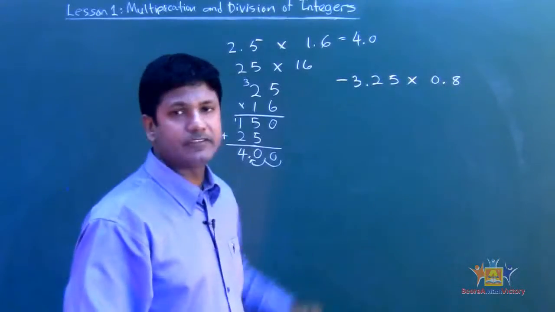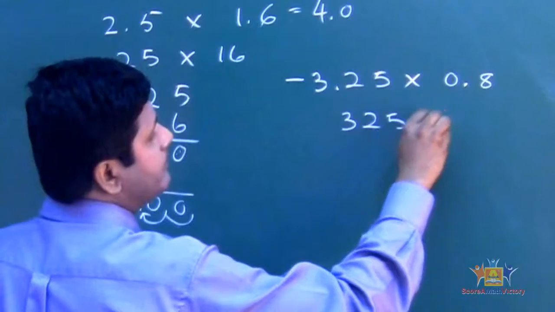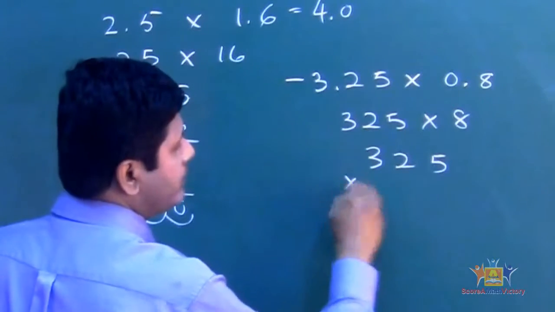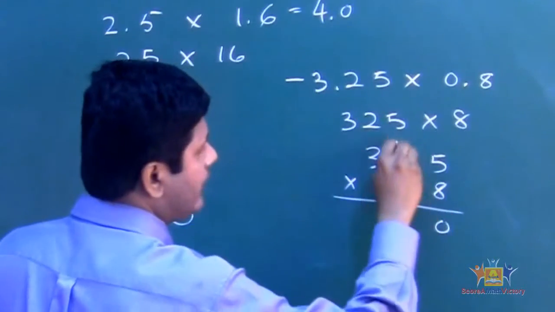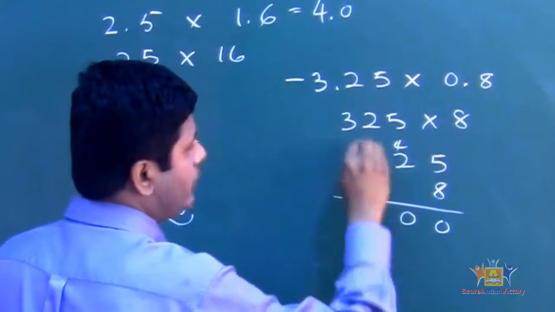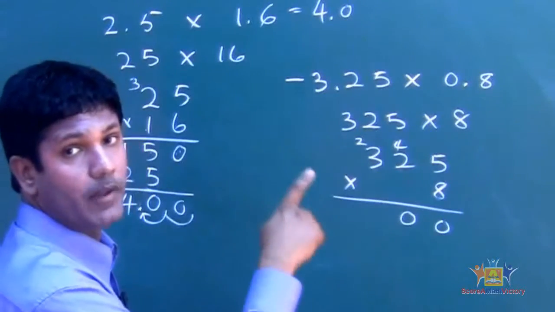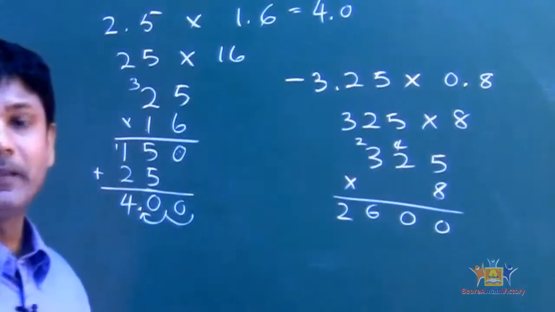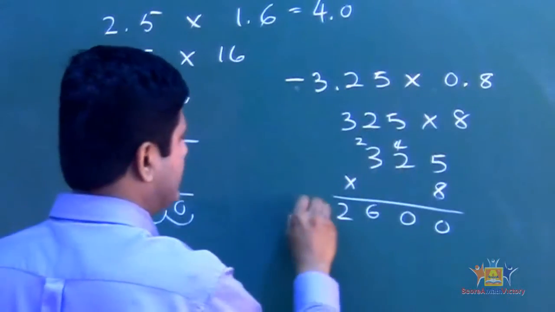Okay, we're going to forget about the decimal. So we got 325, you're multiplying that with the 8. So line it up. 325, you're multiplying with the 8. 8 times 5 is 40, 0, carry 4. 8 times 2 is 16, plus 4 is 20, 0, carry 2. Alright, 8 times 3 is 24. 24 plus 2 is 26. Now, are we done? No, because we got to put the negative back. Alright, because negative times positive is negative.